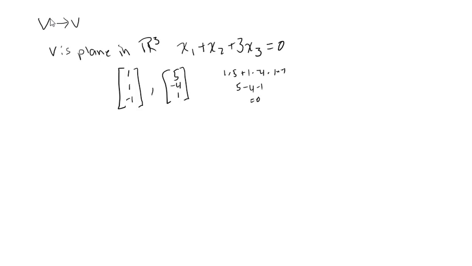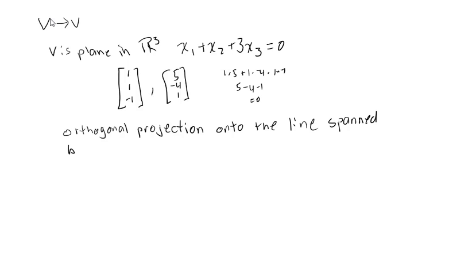And our particular transformation that we're supposed to do is an orthogonal projection onto the line spanned by the vector (1, 1, negative 1). Now let's just recall what we mean by orthogonal projection.